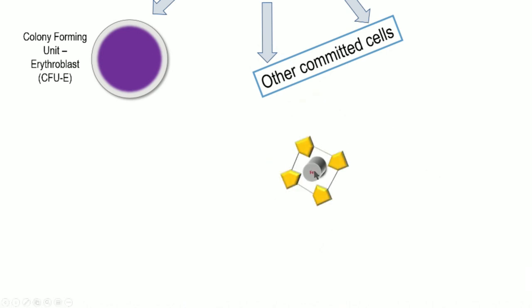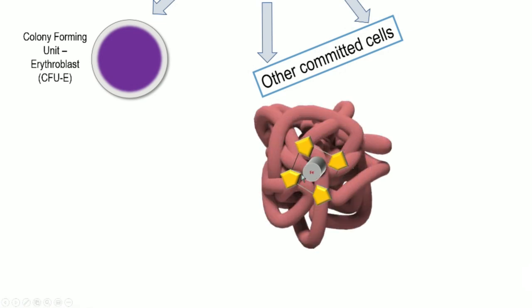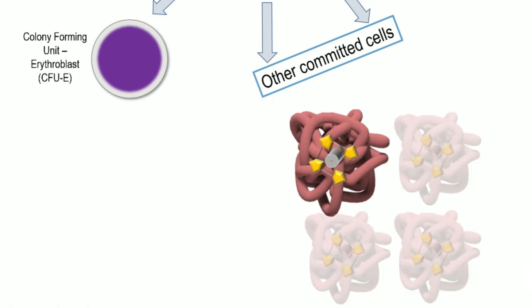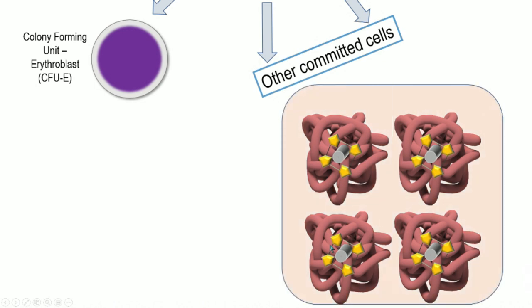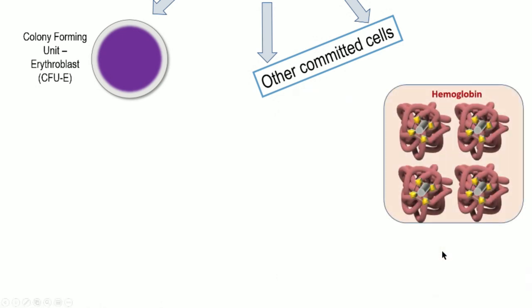This heme is attached with a polypeptide chain called globin. This globin, like any other polypeptide or protein, is synthesized by the process of transcription followed by translation of the globin gene. Four such monomers are present. Basically, hemoglobin is nothing more than a tetramer of four such monomers, and each monomer consists of heme and globin. This is the basic structure of hemoglobin. Now, let's move forward.